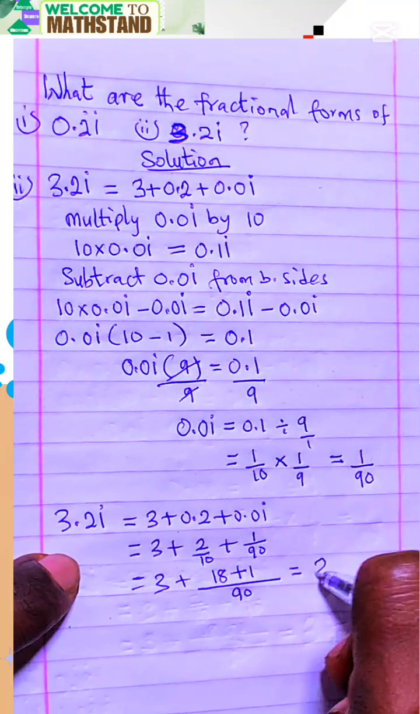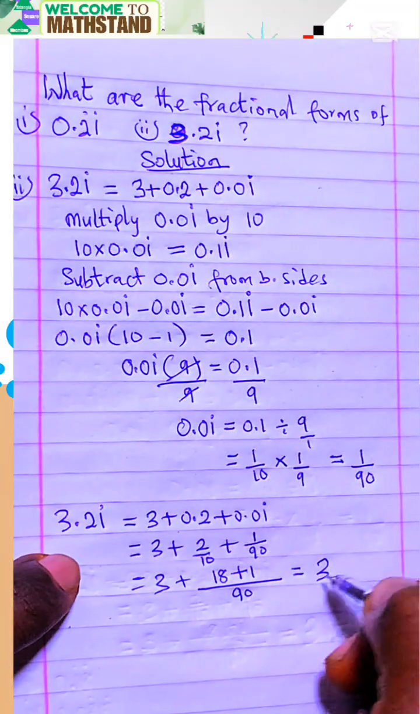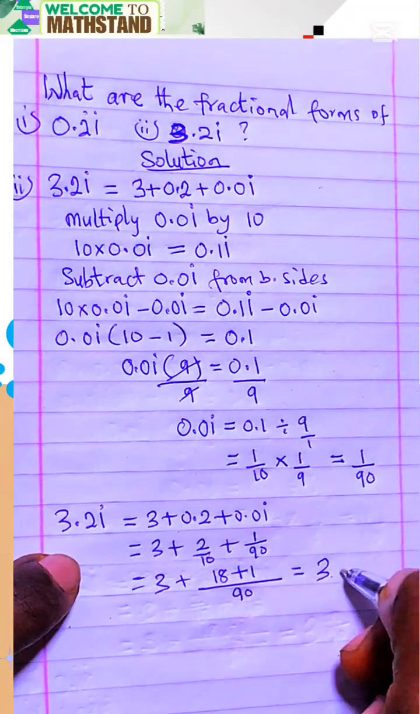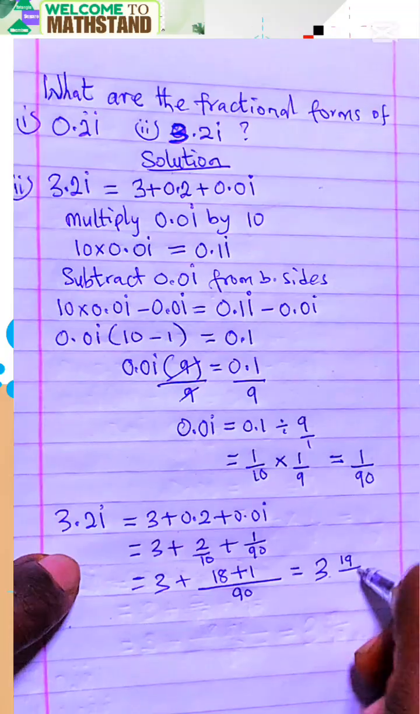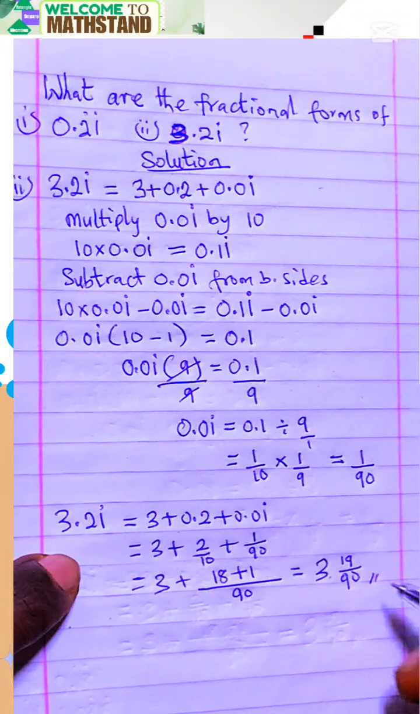So therefore our fractional form of 3.21 will now be 3 whole number 19 over 90. That's 18 plus 1, we have 19. So we have this as the answer.